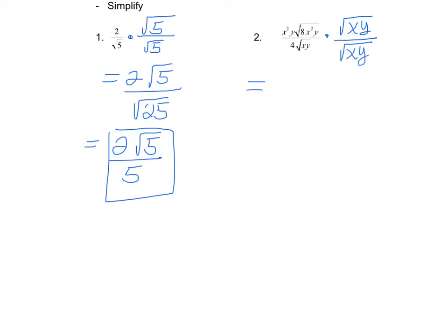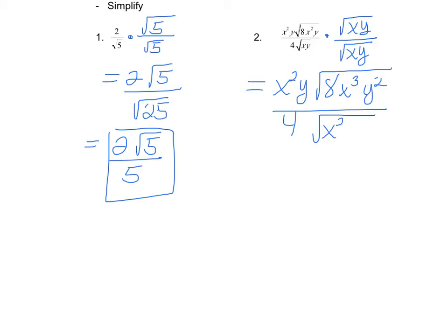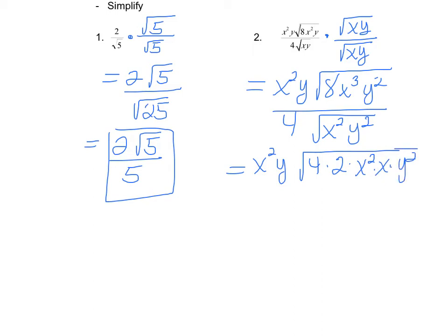All right, so on the top we're going to end up with x squared y radical 8x cubed y squared. On the bottom we're going to end up with 4 radical x squared y squared. Okay, so now we have to simplify. We're going to have x squared y radical, 4 times 2 will give me 8. X squared times x will give me x cubed times y squared. On the bottom we have 4, and x squared, y squared are both perfect square roots, so we'll just leave them as is.